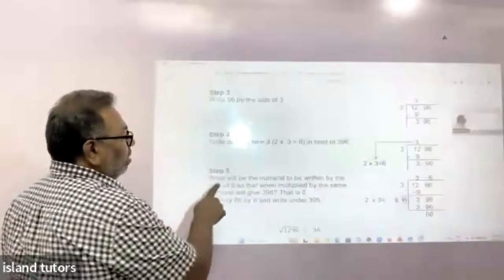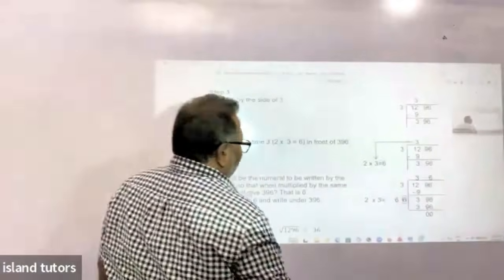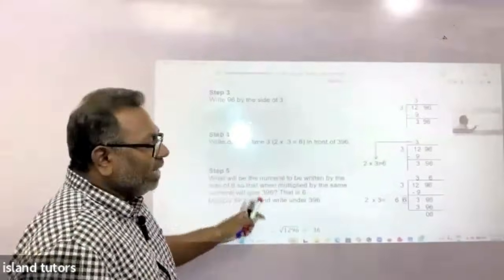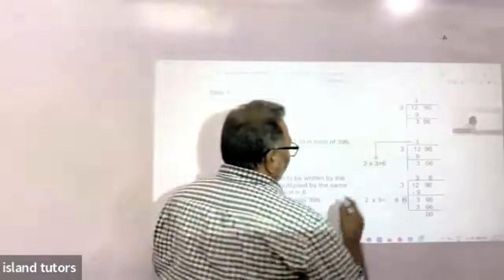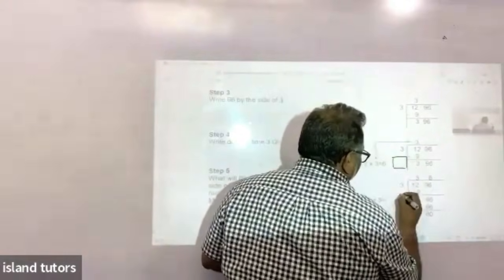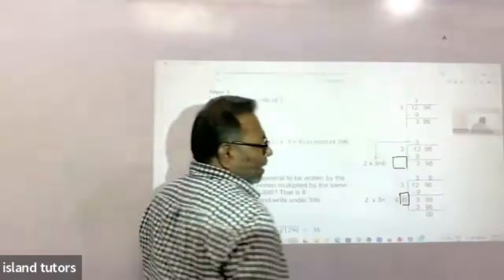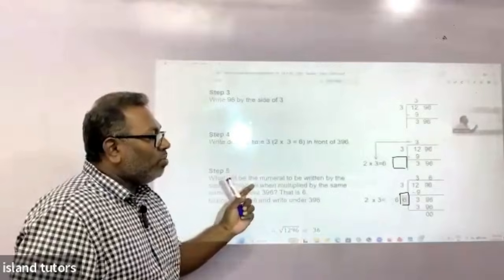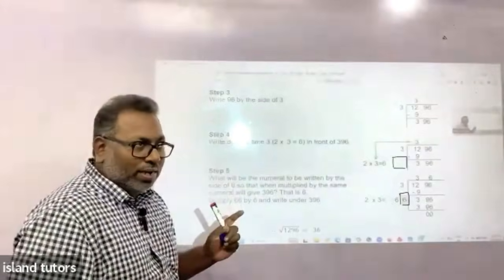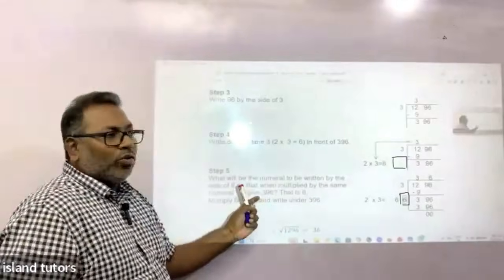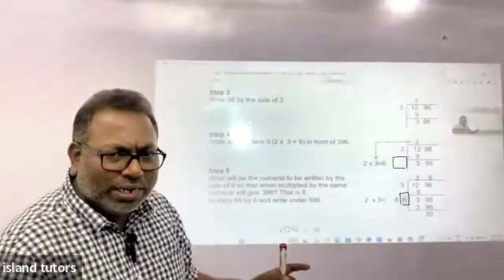Now comes the tricky one. Then what you have to do, you find what is a numeral to be written by the side of 6. So you're going to find a value that you have to put over here. You can see I have done that. Okay. Side of 6, so that when you multiply the same numeral, you will give the value of 396, or it has to be less.